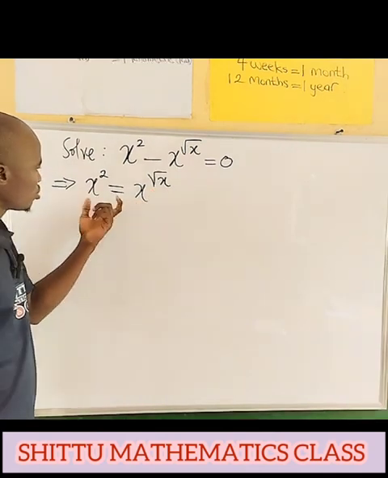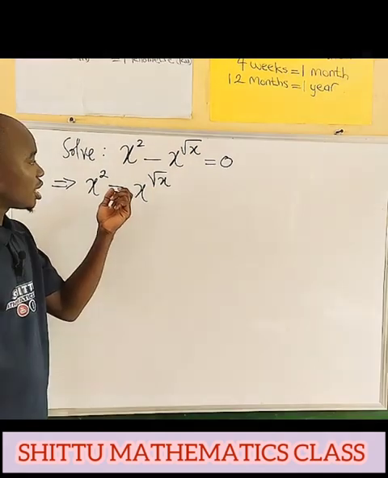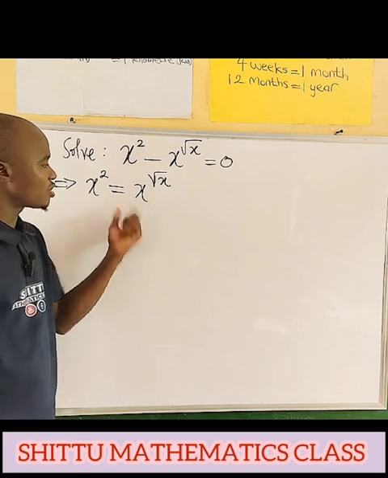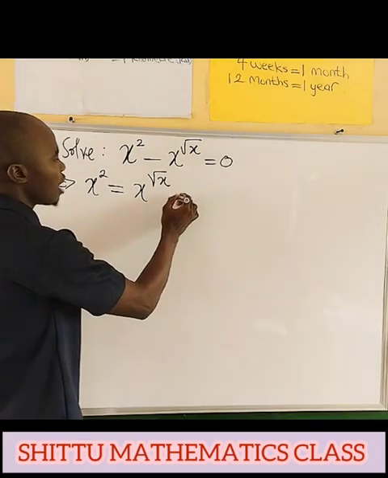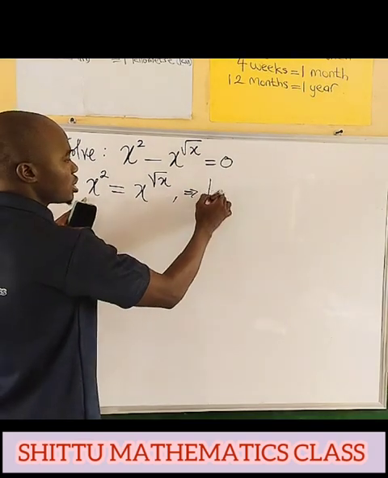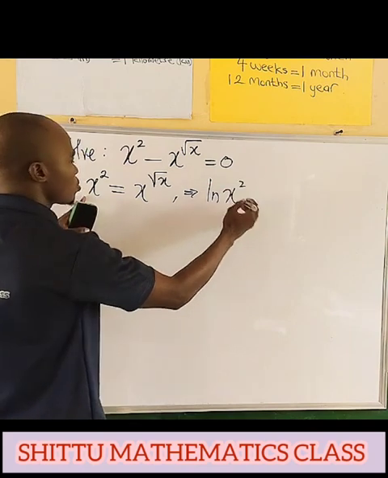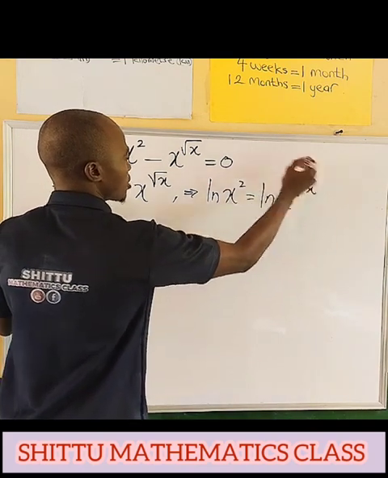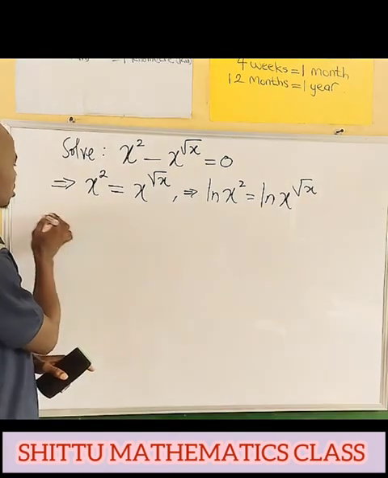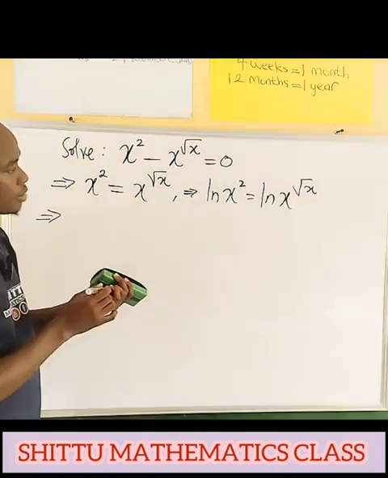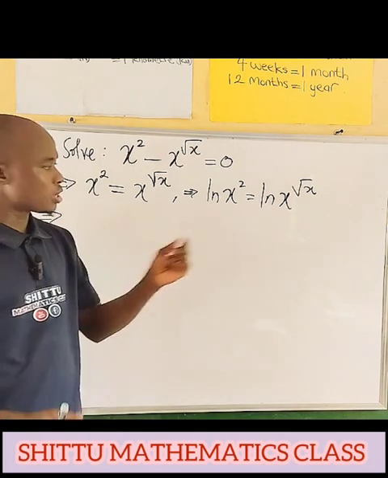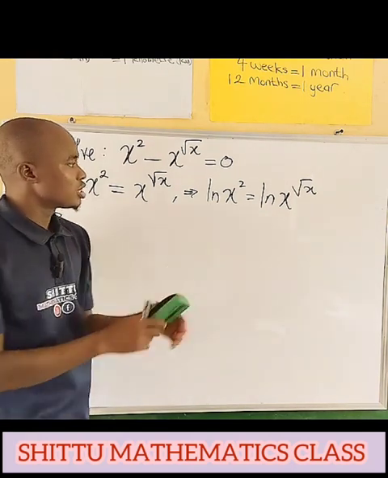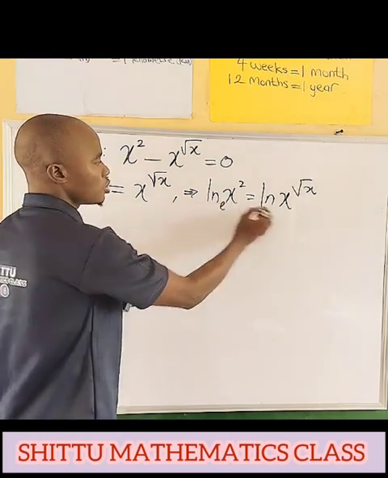So now what we are going to do is to introduce natural log to both sides of this equation. So now we are going to have ln x to the power 2 equals ln x to the power root x. Now from there, the next thing is, don't forget that whenever we have ln, our base is going to be e.